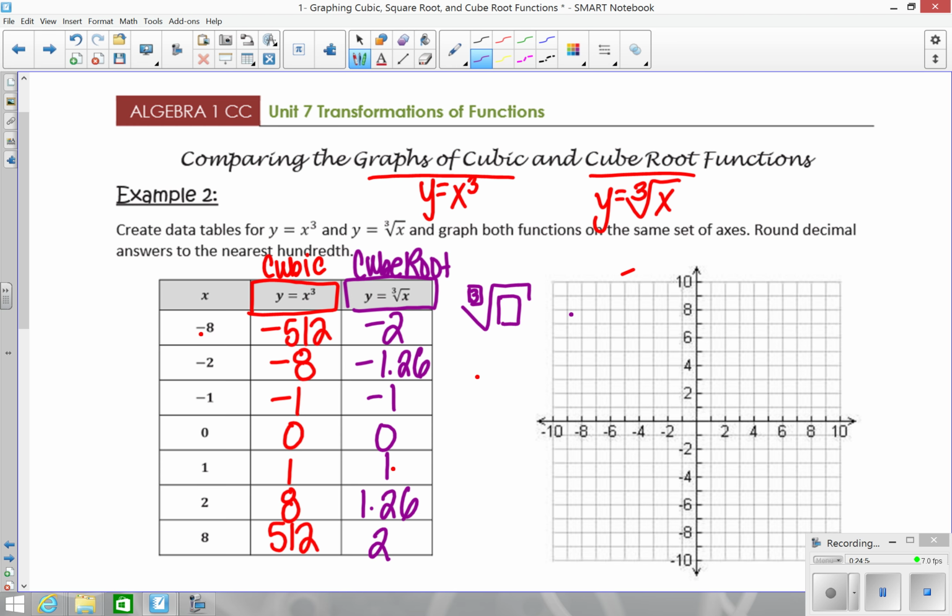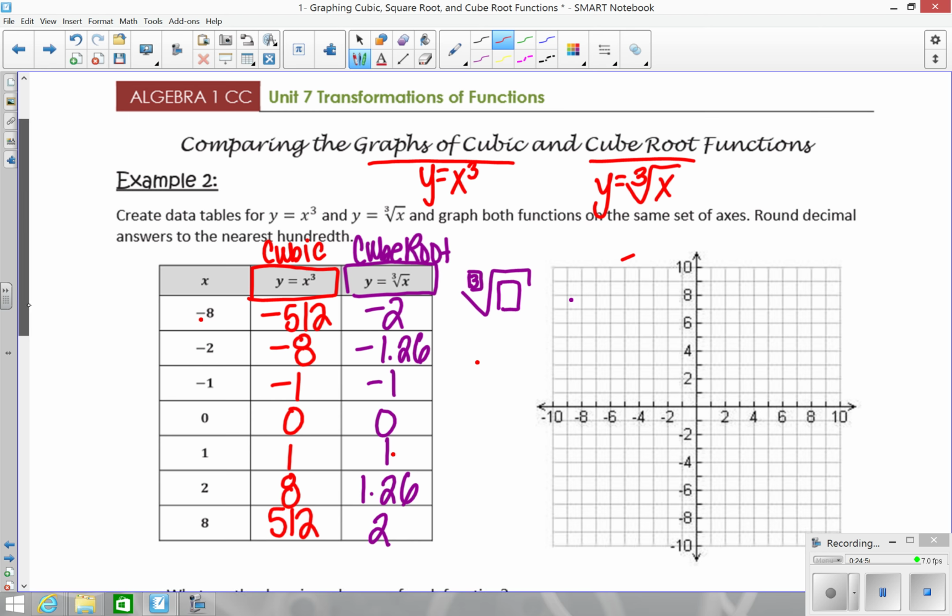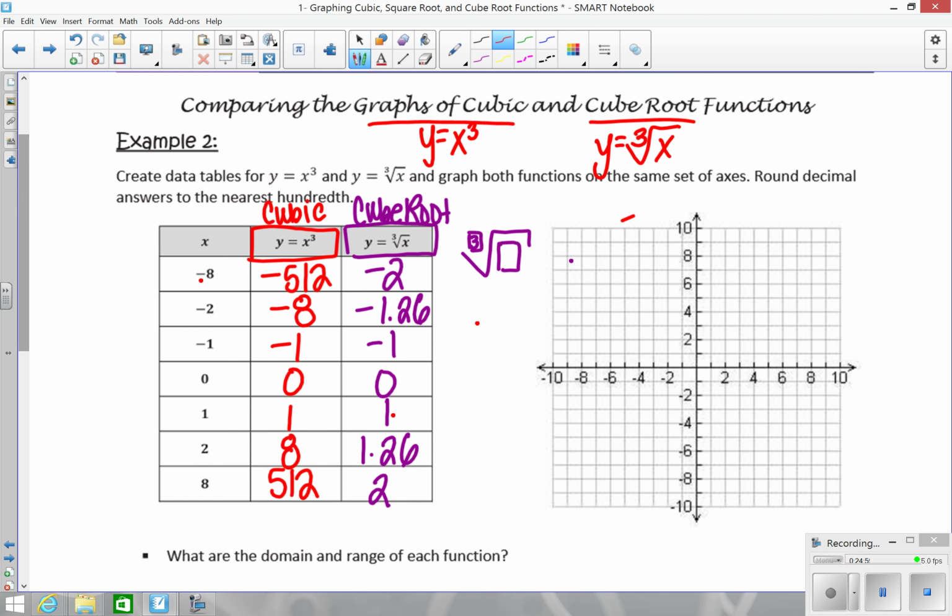But for right now, let's plot these points and look at what the graphs look like. So for the first one, I'm going to do in red, -8, 512. I just know that it's just going to go -5, 12. It's just going to be way down here somewhere. So I just know that my graph's going to continue down there. I'm not going to worry about trying to graph -5, 12. I am going to do -2, -8 though. -1, -1, 0, 0, 1, 1, 2, 8, and we have 8, 512, so way up here.